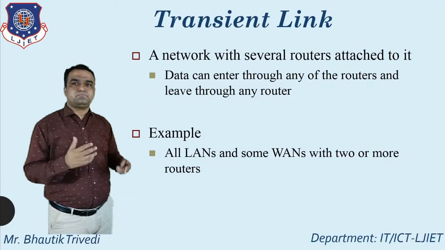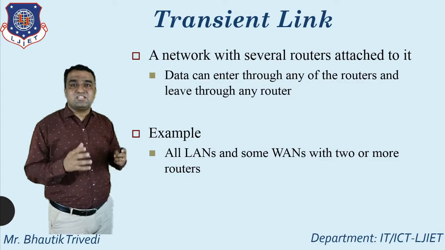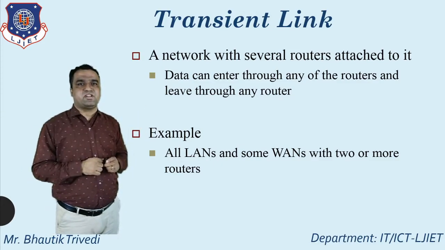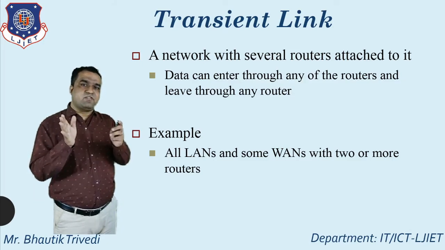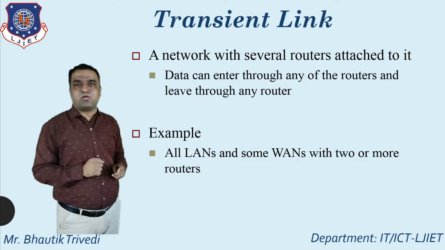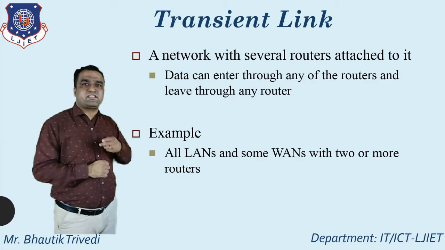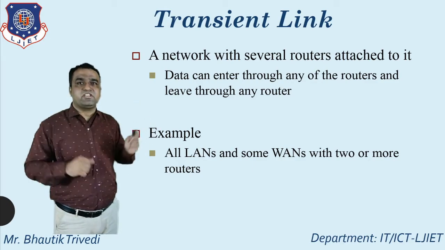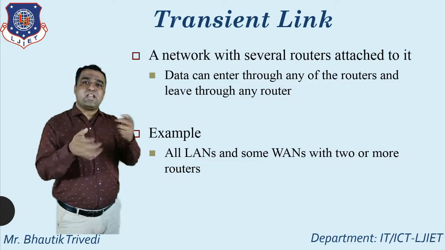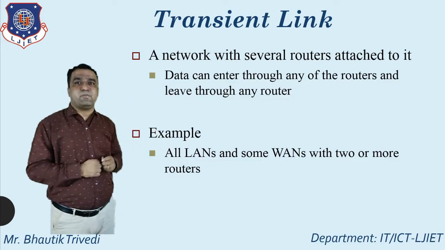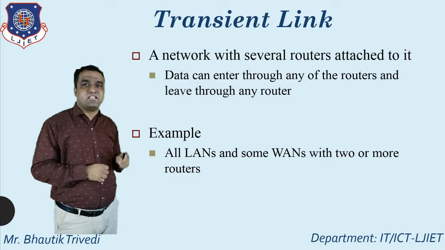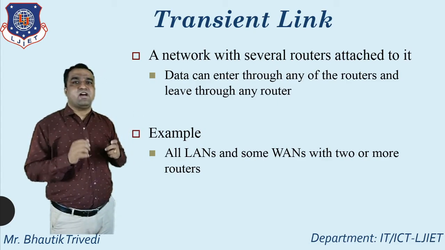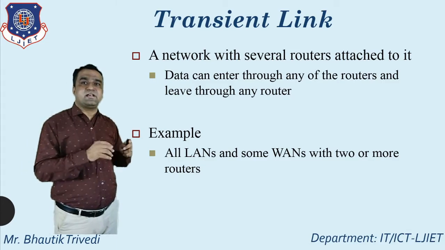Second one, transient link. Transient link means what? A network with several routers attached to it. In a point to point, only one router is connected to the second router. Here a network with several routers attached to it, means data can enter through any of the routers and data can leave through any of the routers. This kind of arrangement is known as a transient link. The example for this is the local area network and wide area network.